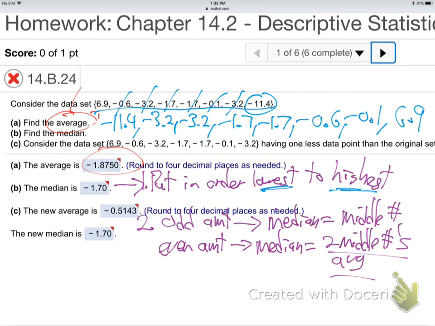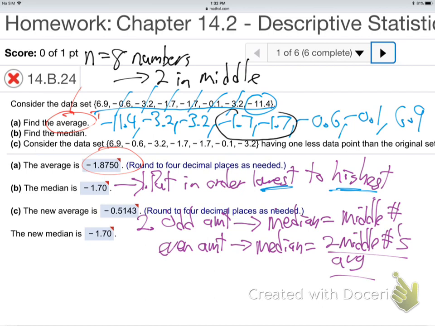Now how many numbers do we have? I want to find out if there's one number in the middle or two numbers in the middle. N equals eight numbers. So that means there's two in the middle, right? If we had eight fingers, we would not have a middle finger. We would have two in the middle. What are the two in the middle? It's these two. How do you know? Because there are three above them and three below them. They're the middle. And so the median is the average of those two middle numbers. So you take the... How do you average two numbers?